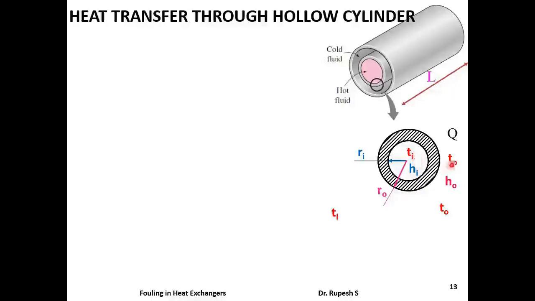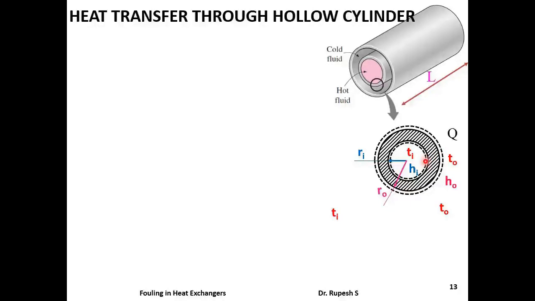Let Ti and To be the temperatures of the inner and outer fluids, and Ri and Ro be the inner and outer radius of the cylinder. Here heat is convected from the hot fluid to the inner surface of the pipe with a heat transfer coefficient of Hi, and it is conducted through the pipe material and convected to the cold fluid with a heat transfer coefficient of Ho. So we have a convection inside and convection outside as well as a conduction through this wall.